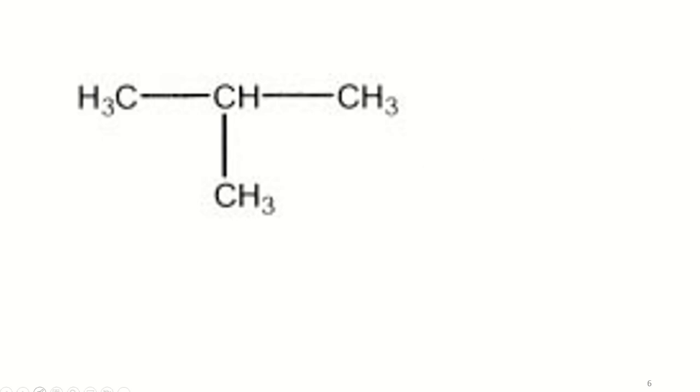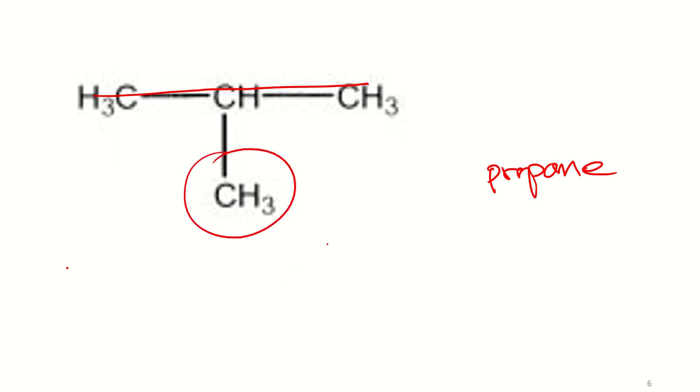So let's follow the rules that I spoke about earlier. Those rules were, we first of all find the longest continuous chain, which is 3. So we have a prop. We have all single carbon bonds, so it's an an. It's an alkane, so it's ending with e. And I have one side chain, which is here. That's a 1 carbon side chain. So that is a methylpropane.